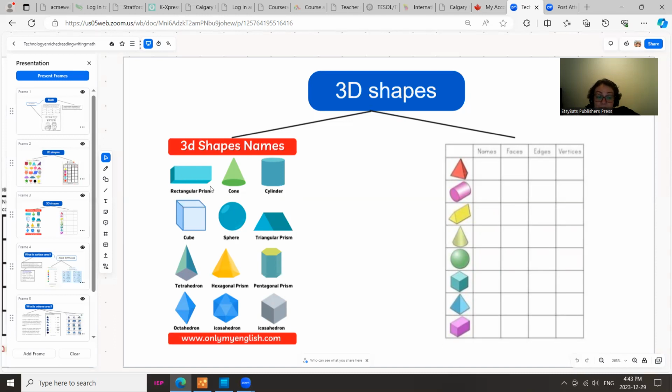Rectangular prism, triangular prism, prism, not prison. Tetrahedron, hexagonal prism, pentagonal prism, icosahedron, cone, cylinder, sphere, cube. Okay, and you are expected to do the same, fill out the names, the faces, the edges, the vertices.